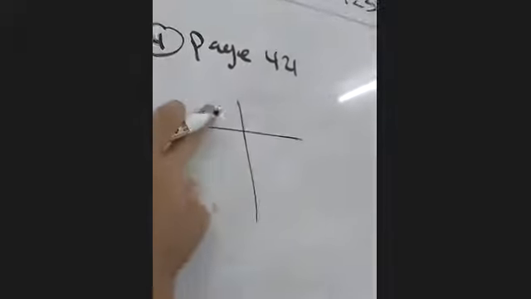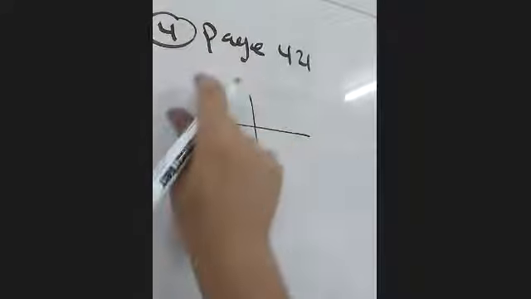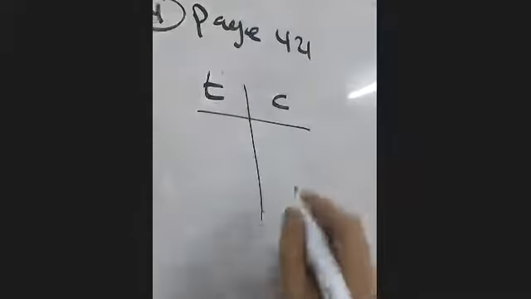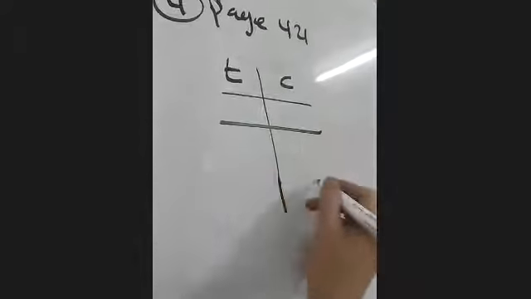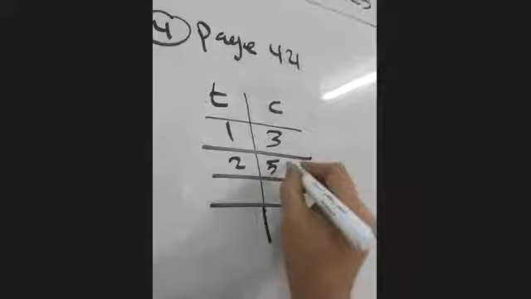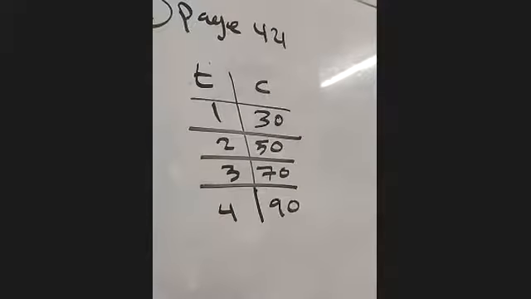What's the variable here first? Variable T. And here, the dependent, C. What is the first point? 1 and 30. We have T, C, 1 and 30. Good. Second point? 2 and 50. Third, 3 and 70, 4 and 90, right?